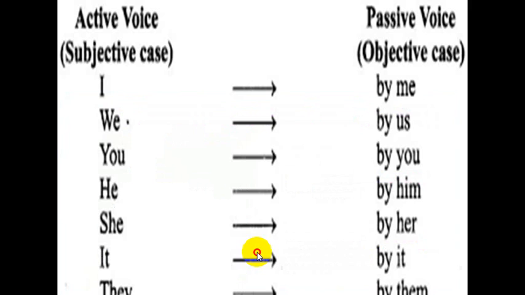Now you have noticed that we have changed the subject pronoun to become an object pronoun after by in the passive. I becomes by me, we by us, you by you, he by him, she by her, it by it, they by them.